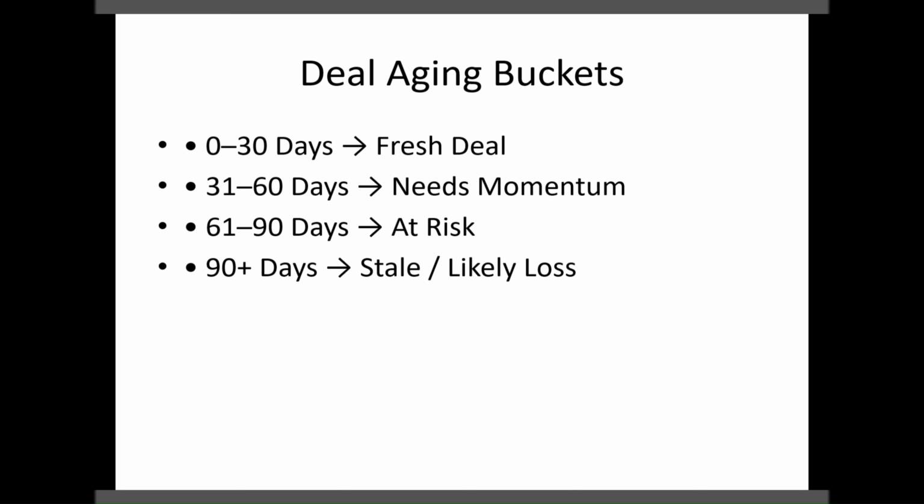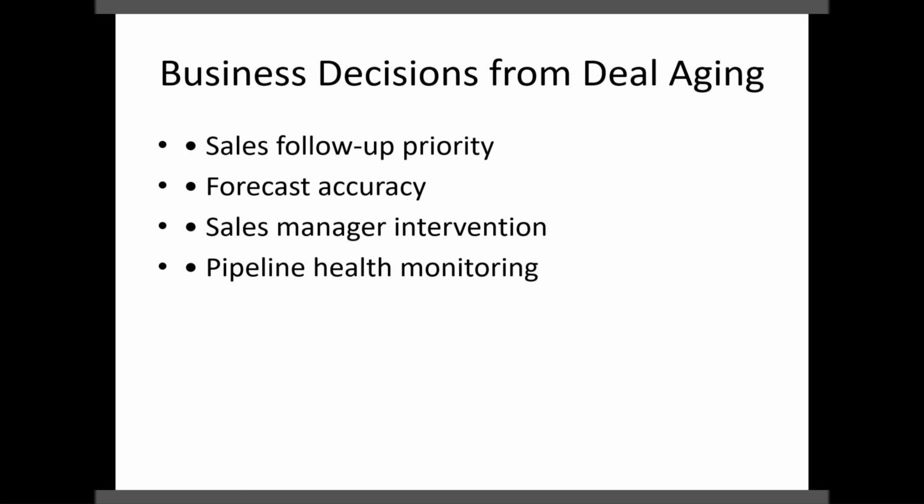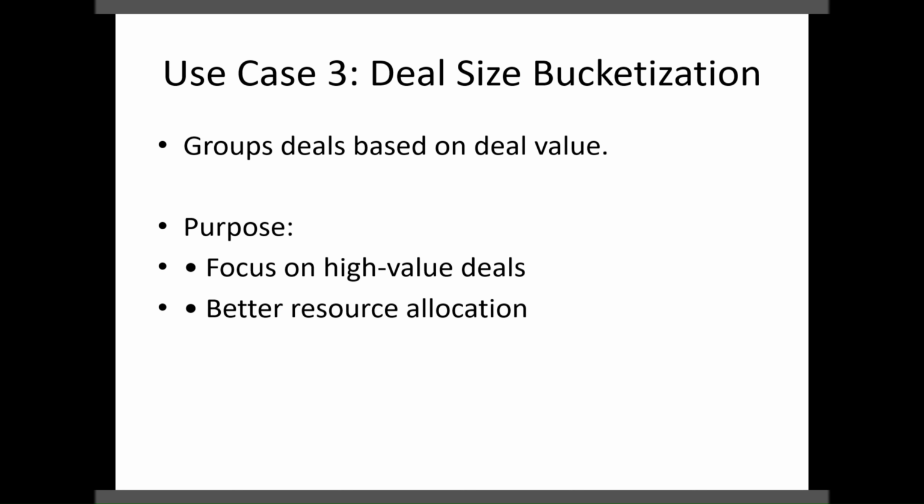So aging could be 0 to 30 days fresh deal, 31 to 60 days needs momentum, 61 to 90 days at risk, 90 plus days stale or likely loss. So business decisions from deal aging: sales follow up priority, forecast accuracy, sales manager intervention, pipeline health monitoring.